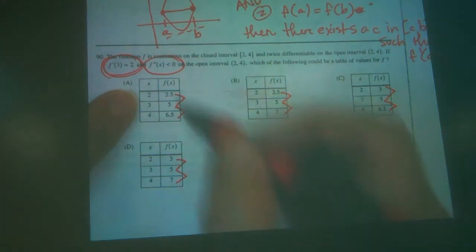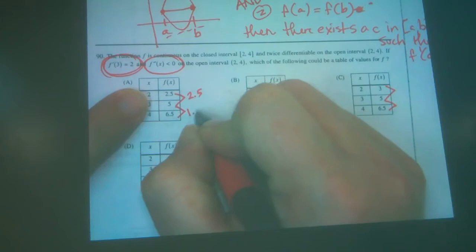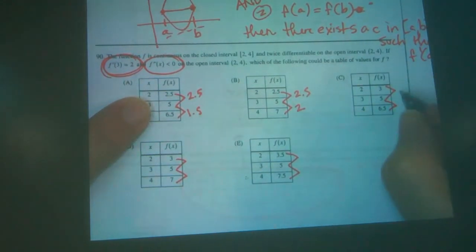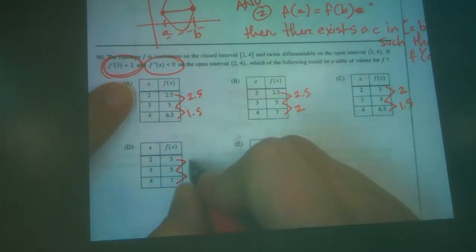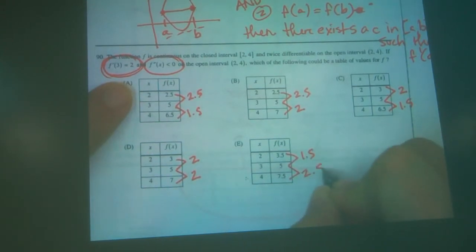So if I look at the y values here, here they go up by 2.5, then 1.5. Here it's 2.5, then 2. Here it's 2, then 1.5. Here it's 2, then 2. Here it's 1.5, then 2.5.